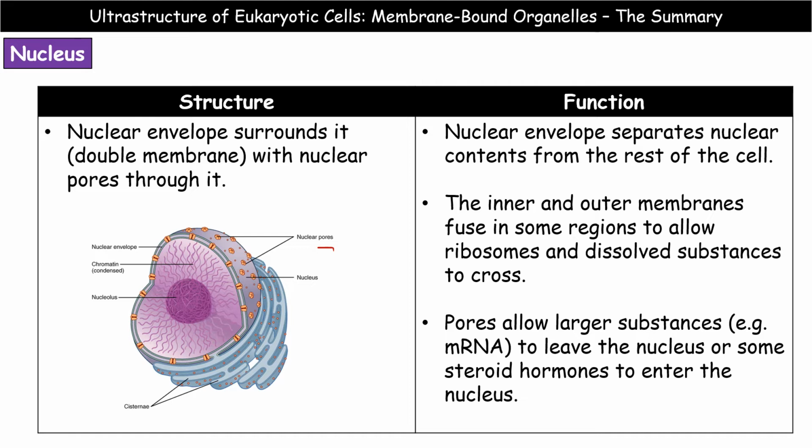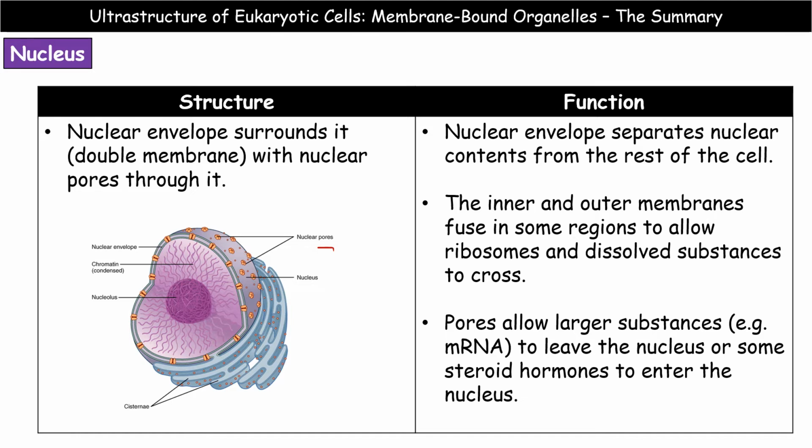Why do we have this nuclear envelope then? Well, it separates all of that nuclear contents from the rest of the cell, so it's keeping all of that genetic material in one location away from everything else in the cell. We will also find that on the nuclear envelope the inner and outer membranes have fused together in some regions to allow ribosomes and dissolved substances to cross. Now, it only works in that way with smaller substances. If we need larger substances, this is where the pores come in.